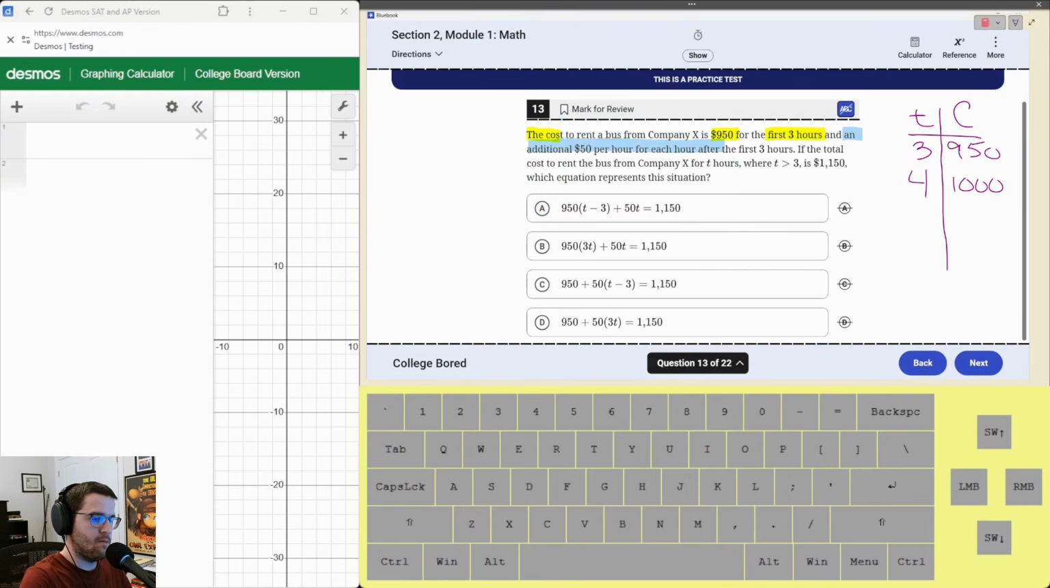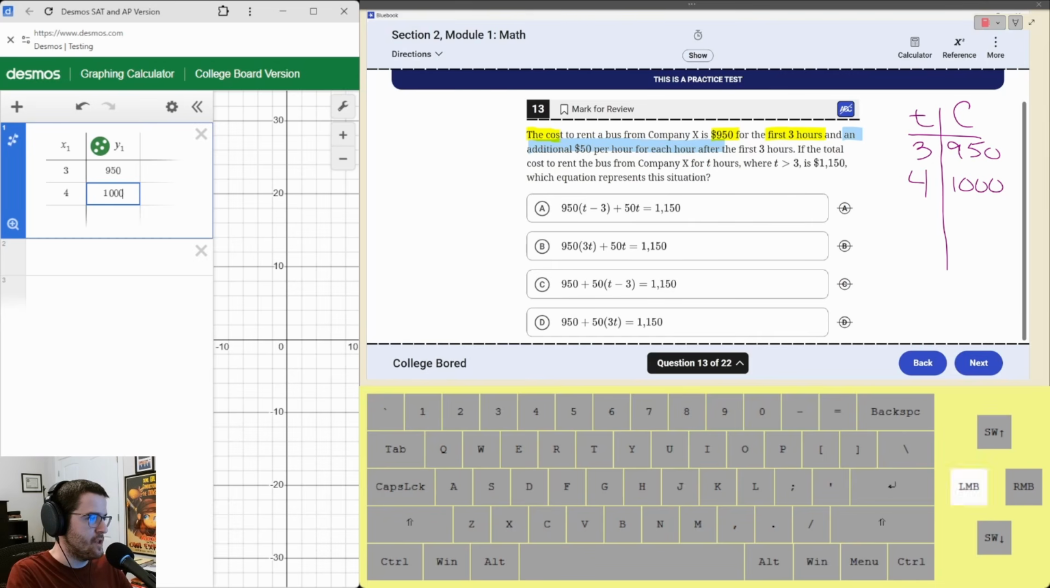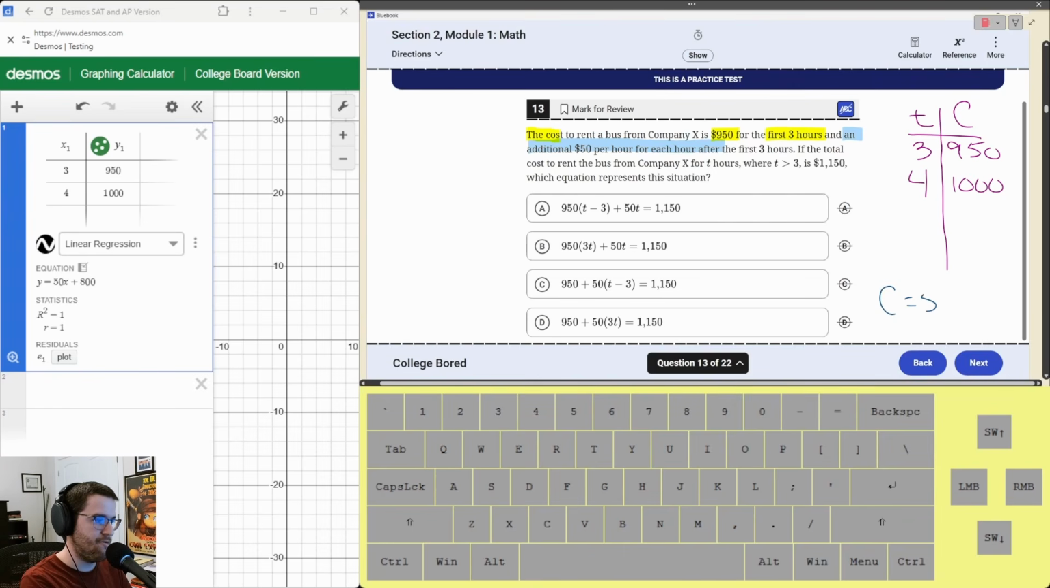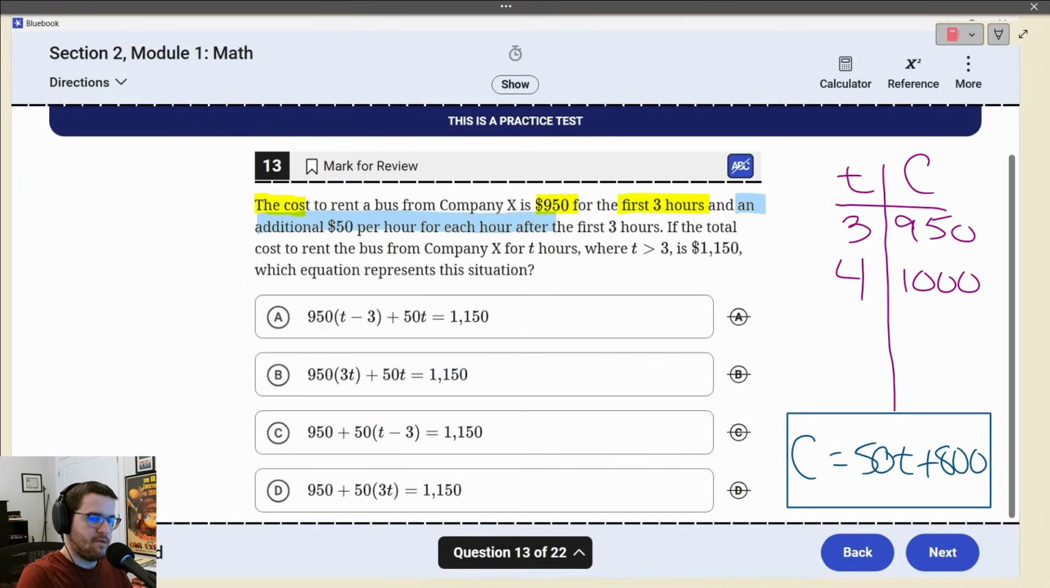All right, let's come over here and see what the equation of that line is. So I got 3, 950, and 4, 1,000. Click on the regression button. I'm getting, so this would be C equals 50t plus 800. You see it says that next to equation. I just changed the letters, that's all. Great, let's come back over here.